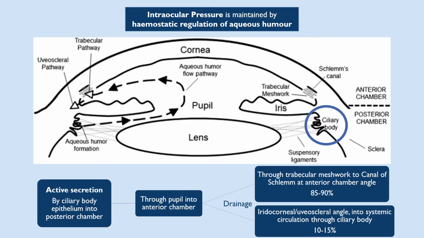So we have active secretion of aqueous humour from our ciliary bodies, which is where it's produced in the ciliary epithelium. This then moves from the posterior chamber through the pupil into the anterior chamber. There are two routes of drainage. The majority drains through this trabecular meshwork here into the canal of Schlemm at the anterior chamber angle. This accounts for around 85 to 90% of drainage, and this path actually has some resistance to it. We've then got the remaining 10 to 15%, which drains at the iridocorneal or uveoscleral angle into the systemic circulation through the ciliary bodies.